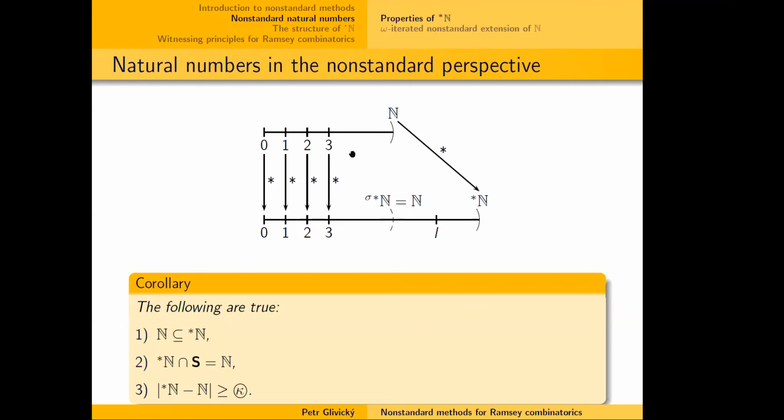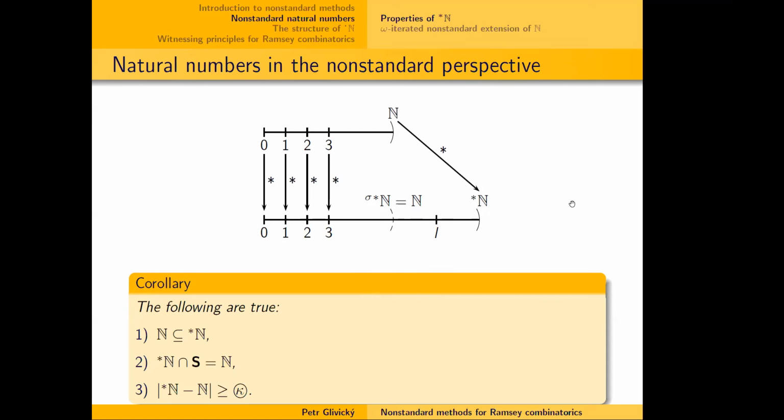Okay, so other observations, which are again denoted on the picture, are that the set N itself, the original set of natural numbers, is of course a subset of star of N, because the mapping star is identity on it, so it gets mapped onto itself. The second point is that the standard part of star of N, of this extension, is exactly equal to the set N, the original natural numbers. So the only standard elements in the extension star of N are the original numbers. And the remainder, the part which consists of non-standard elements, is of size at least kappa.